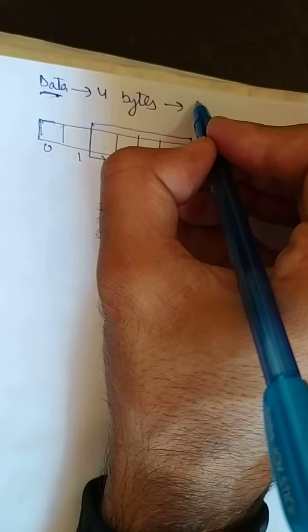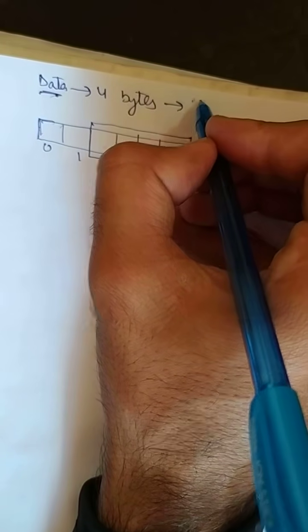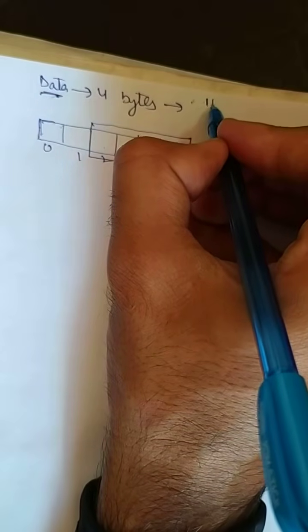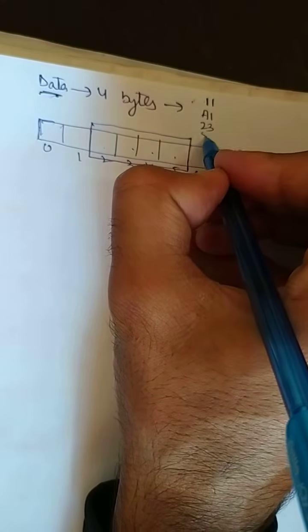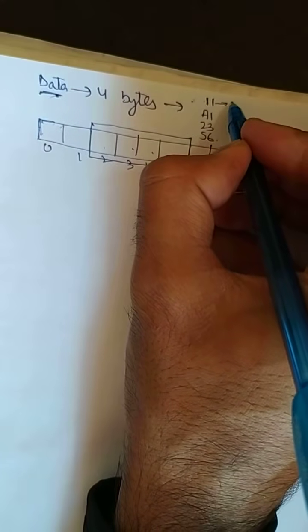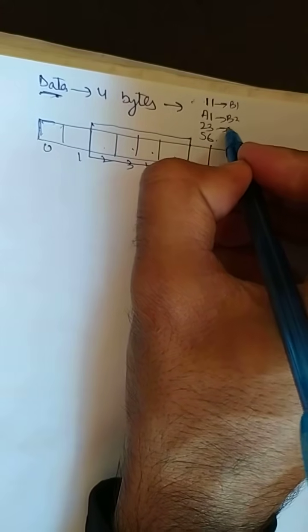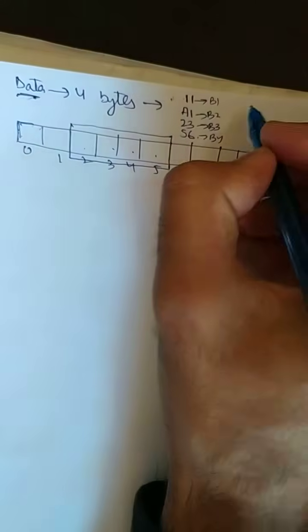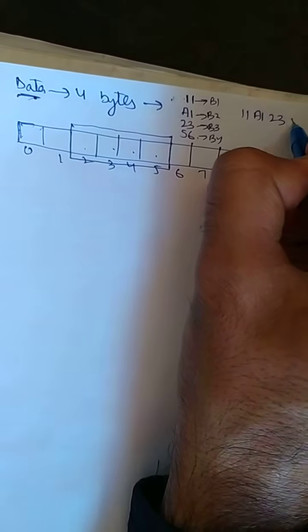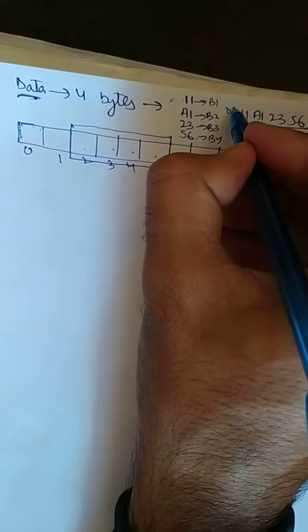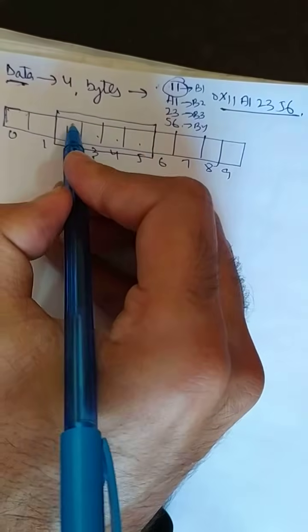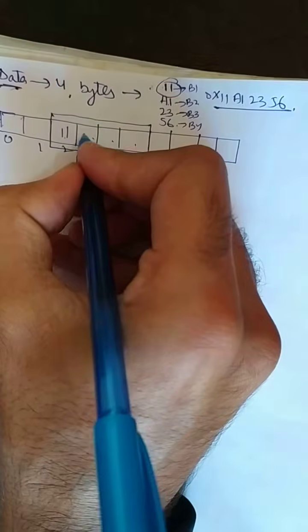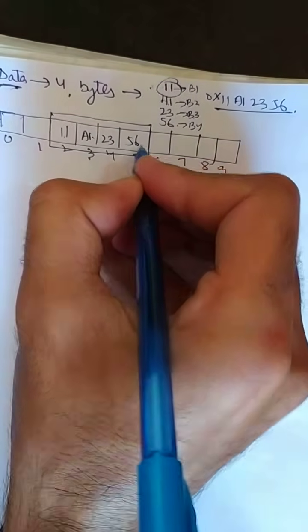Let's say in hexadecimal, the first byte is 11, the second byte is A1, the third byte is 23, and the fourth byte is 56. So this is byte 1, byte 2, byte 3, byte 4. The actual data is 11 A1 23 56. This is my data in hexadecimal. There are 2 ways I can store these 4 bytes in my memory. One is take this 11, put it at this address, then A1, then 23, then 56.